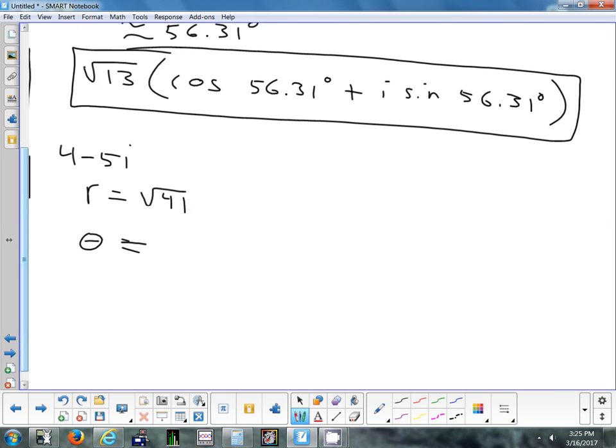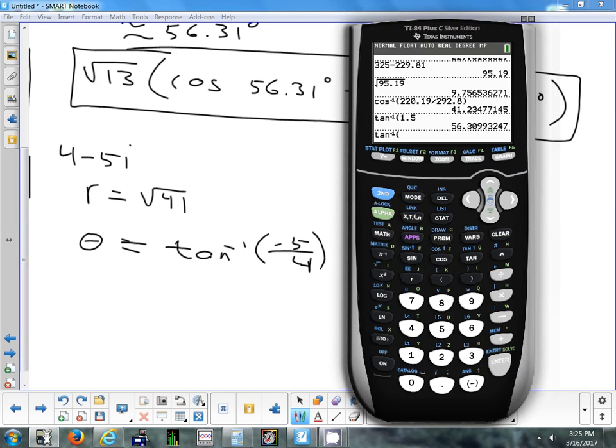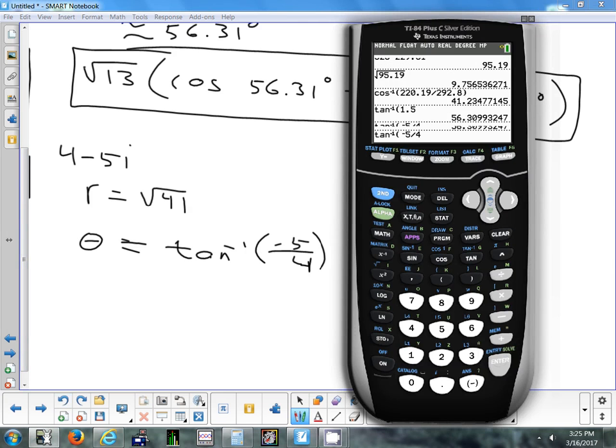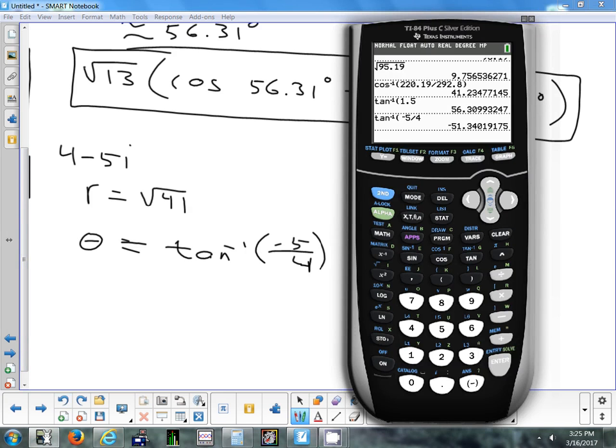Quadrants 1 and 4 is just the regular formula. So it's theta equals inverse tangent y over x. What's y? Negative 5. So negative 5 over 4. The negative makes a big difference. It'll cause your answer to be a negative instead of a positive. So inverse tangent of negative 5 over 4, and we get negative 51.34.